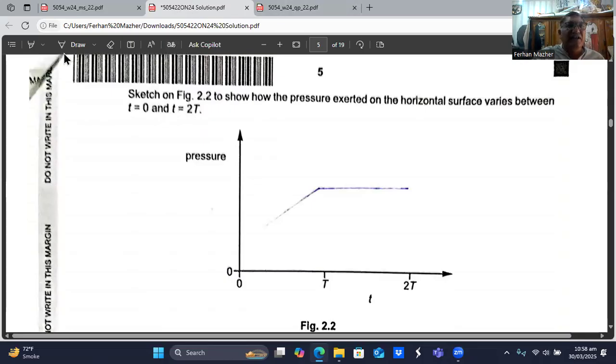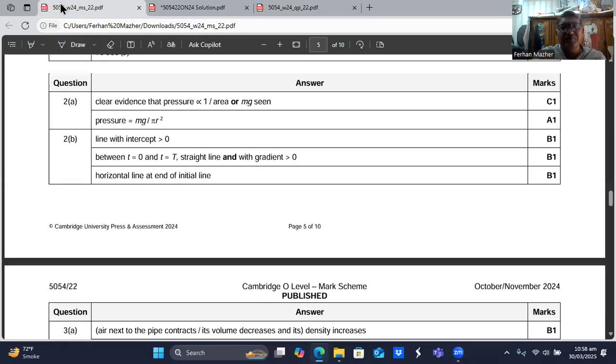So we will draw a graph, and you see from here, this graph will start, and this is a straight line. And after the T, you stop the tap, and then obviously no more water is coming into the beaker, so the pressure will become constant. So you can look here, a straight line with a value greater than 0, and a horizontal line at the end of the initial line.